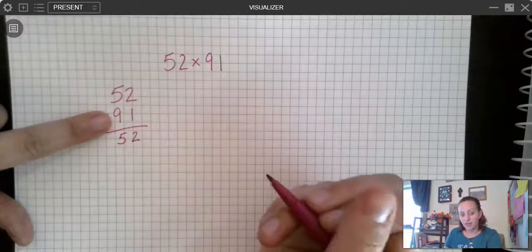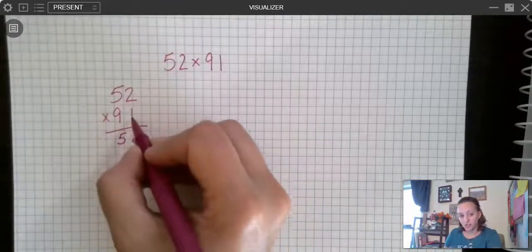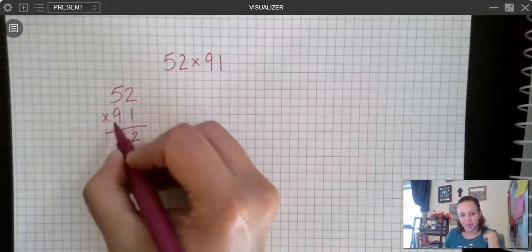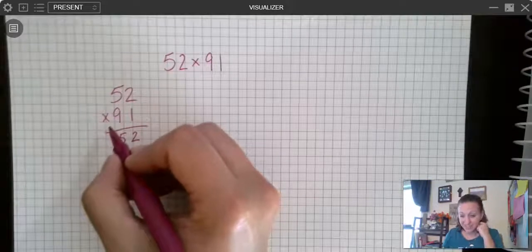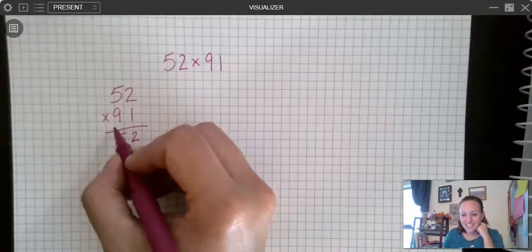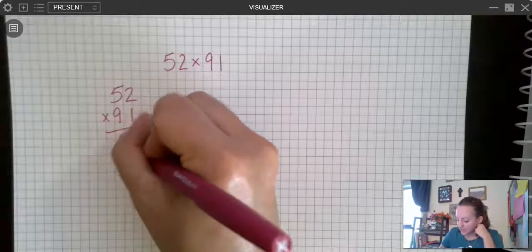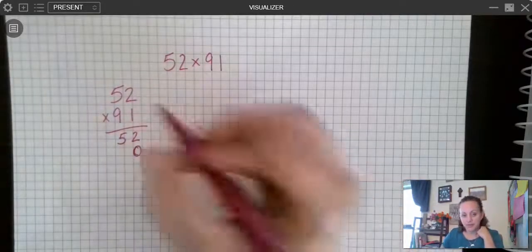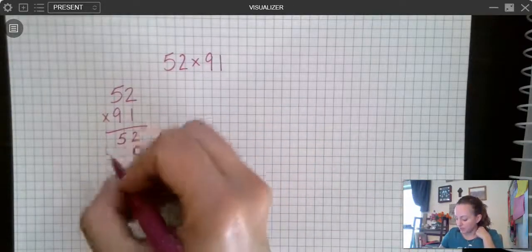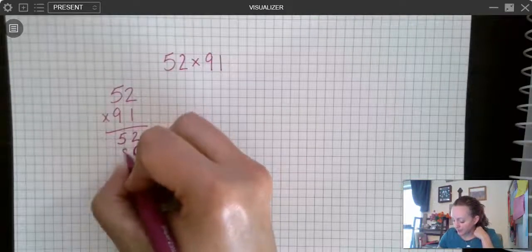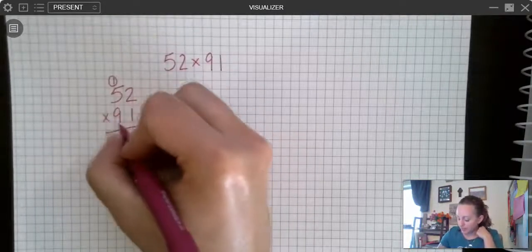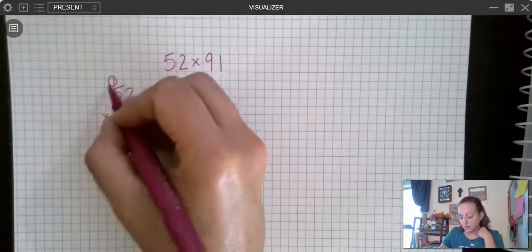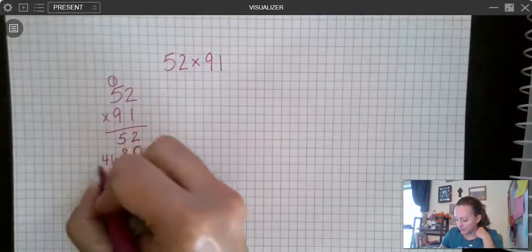All right, and now I have to multiply my 9. I've finished with my 1. Now I'm multiplying with my 9. And remember, my 9 is not a 9. It's in the tens place, so it's a 90. So I have to drop my 0. All right, and then I do 9 times 2 equals 18. So I write my 8 and regroup my 1. And 9 times 5 is 45, plus 1 more is 46.